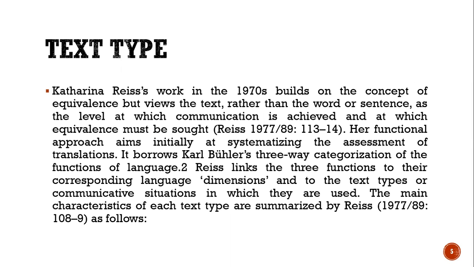And her theory borrows Karl Bühler's three-way categorization of the functions of language. Okay, so Reiss links the three functions to their corresponding language dimensions and to the text types or communicative situations in which they are used. The main characteristics of each text type are summarized by Reiss as follows. So now we are going to see how Reiss categorized the text types when it comes to translation.